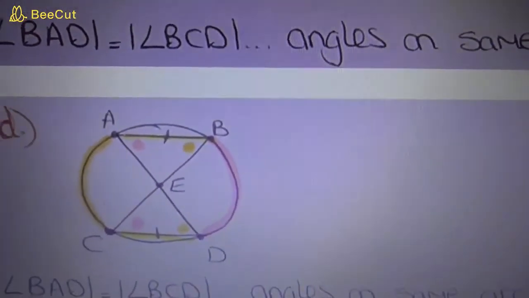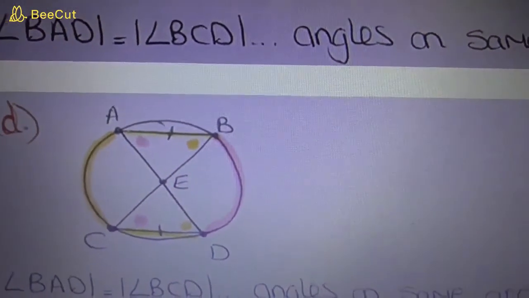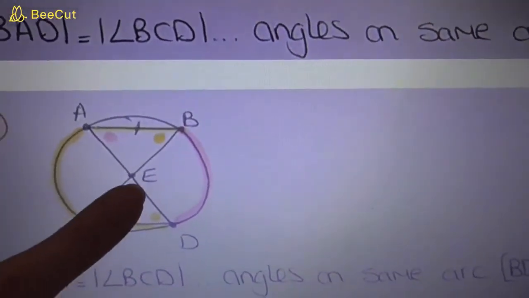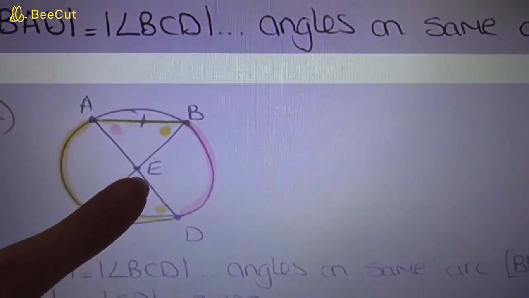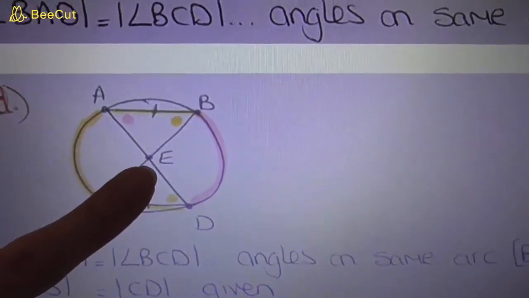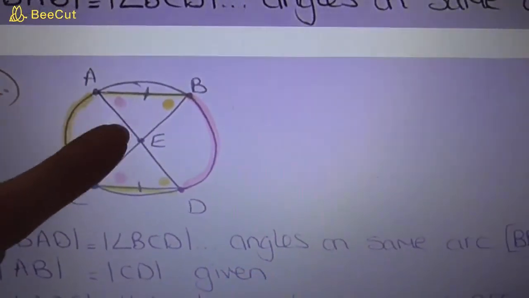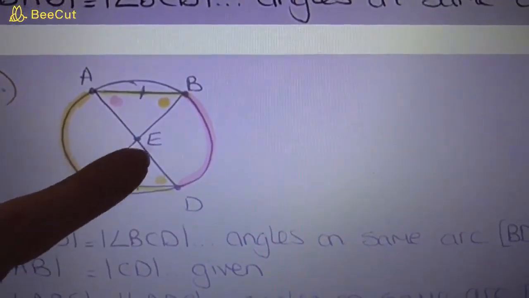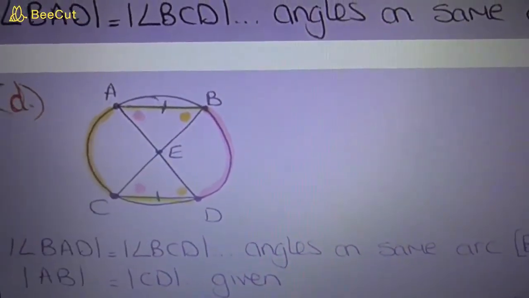See the point E there? E is just the intersection of A to D and the intersection of B to C. E is not the centre of the circle. They did not tell me it was. You can't make the assumption that it is. So E is not the centre of the circle. That means A to E is not a radius. E to B is not a radius. E to C is not a radius. And E to D is not a radius. So don't make the assumption that it is.